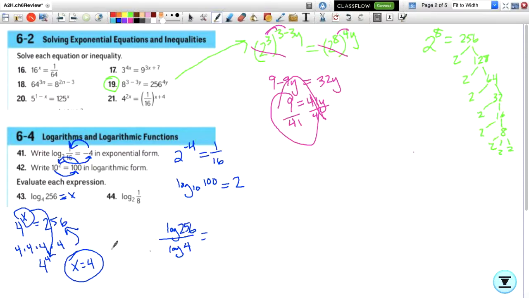Just so you know, if you're like, well, when would I do this and when would I do that? You could do common log all the time, or you could rewrite it, and if it doesn't work out nicely, like you don't have a nice exponent that you find, then use common logs as a backup.